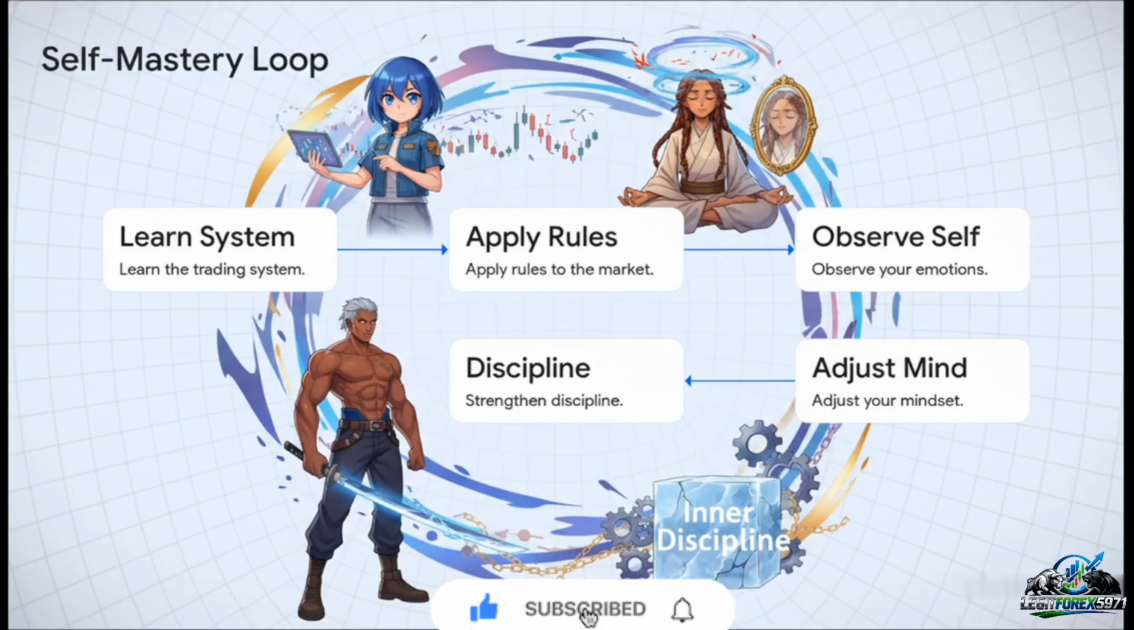You learn the system and you apply the rules. But inevitably, a perfectly good trade will go against you. That is when you must observe your emotions. Do you panic? Do you immediately revenge trade with double the lot size? Do you widen your stop loss? You have to take that psychological data, adjust your mindset, and actively strengthen your inner discipline. Trading is basically a mirror reflecting your own flaws back at you. If you don't fix the trader, no strategy is ever going to save you.